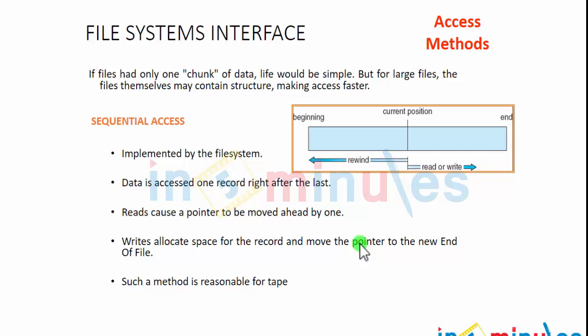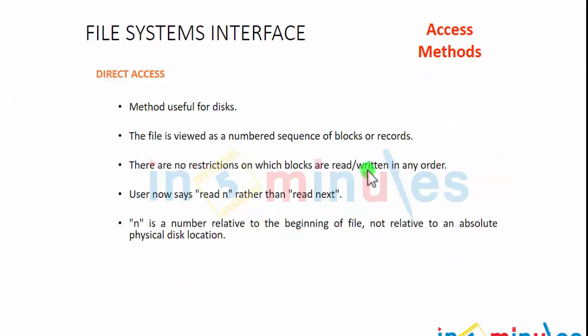Because if you want to increase the size or change the file, in that case we need to create a new copy of the data, write new data, and then rewrite the remaining file even if it is not changed. So basically that is the issue. There is also direct access, where we have a link of records from where the file starts and where the file ends. This method is useful for the disk, which is viewed as a sequence of blocks or records. There is no restriction on which block can be read or written in any order, and we intend to read rather than read next.